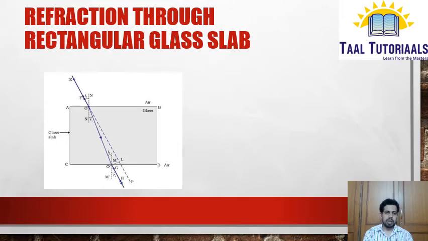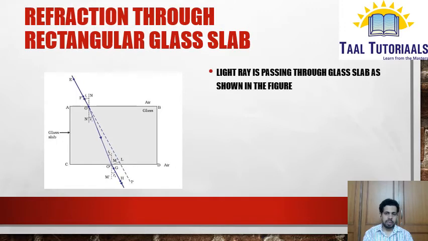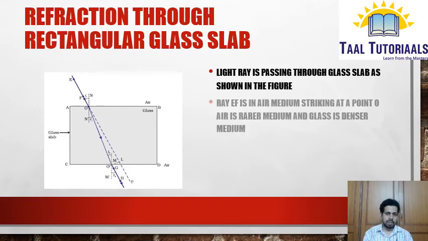So I can say the combination of both rarer to denser and denser to rarer is refraction through a glass slab. Here you can observe we have taken a glass slab. First in the case, EF is a light ray for us. Light ray is passing through the glass slab as shown in the figure. Ray EF is in air medium and striking the point O on the glass slab.